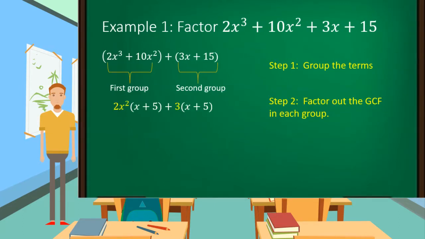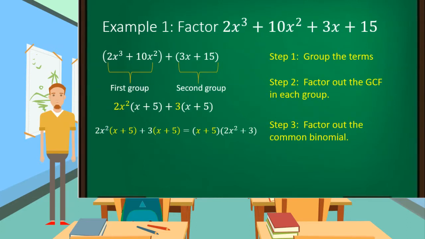The GCF of the first group is 2x squared and the GCF of the second group is 3. We can factor these out to obtain the following expression. 2x squared times x plus 5, plus 3 times x plus 5. Notice that this reveals another common factor between the two terms, which is the binomial, x plus 5.